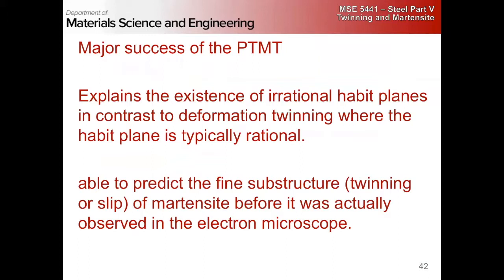And I said the major success of this phenomenological theory of Martensite is that it explained the existence of irrational habit planes. In contrast, in deformation twins, the habit plane is typically rational, but here we get irrational habit planes, which are different from those predicted by the analysis of Kurdjumov-Sachs or Nishiyama-Wassermann. We see the in-between planes, the Greninger-Troiano type orientation relationships.